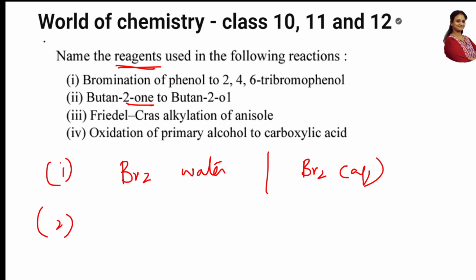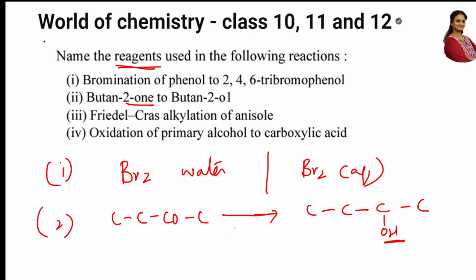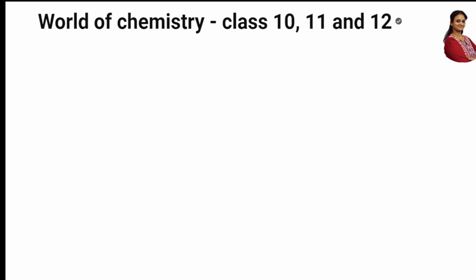Next question. Butan-2-one to butan-2-ol. So this is, students, a ketone, right? 1, 2, butan-2-one, 3, 4. Correct? Butan-2-one to butan-2-ol. Now you tell me, this is a ketone, this is an alcohol. What is the difference between both of them? There is one hydrogen which is added. So which one will add? You can use reducing agents like lithium aluminum hydride, which is one reducing agent. Hydrogen in the presence of nickel is one more reducing agent. So these two will add hydrogen. That is nothing but reduction.